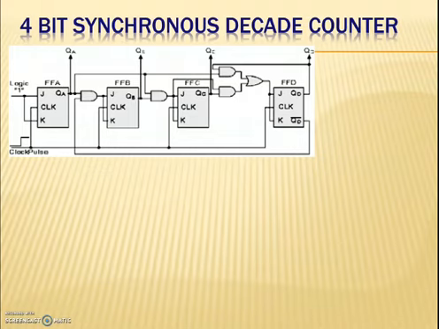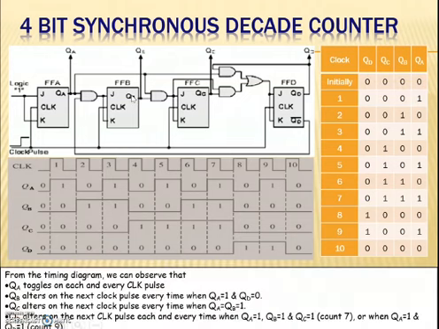Here, what we want to achieve is that after reaching the count of 1, 0, 0, 1, that is 9, the counter recycles back to 0, 0, 0, 0. So after 9, it has to proceed to 0 instead of proceeding to 10. That is the BCD sequence, right? It is also called a modulus 10 counter. So here we have the timing diagram.